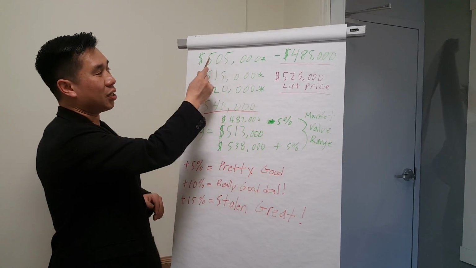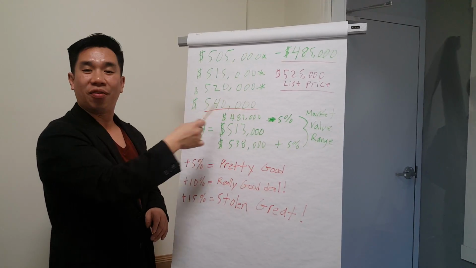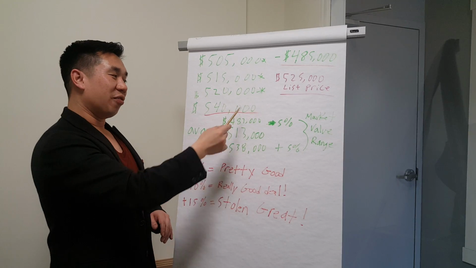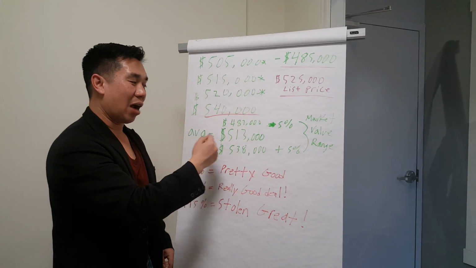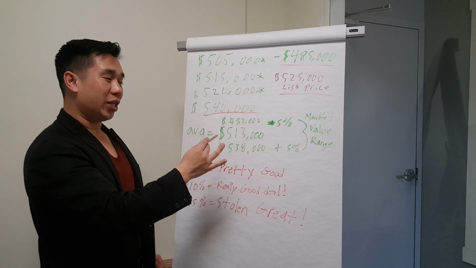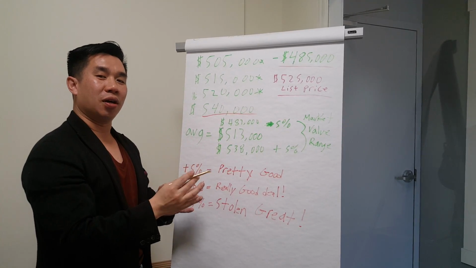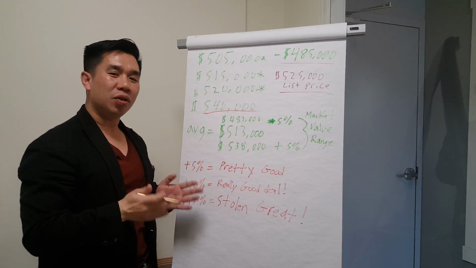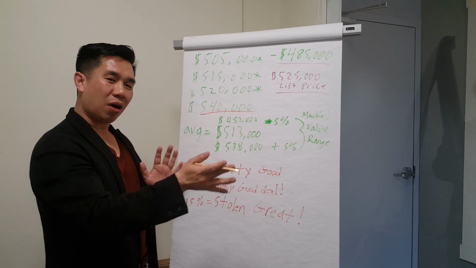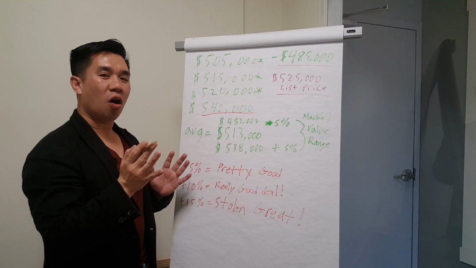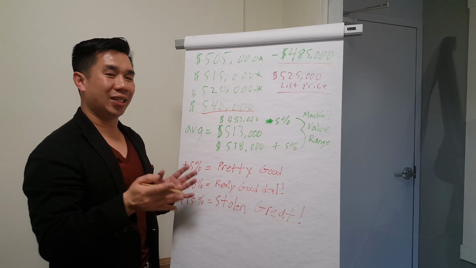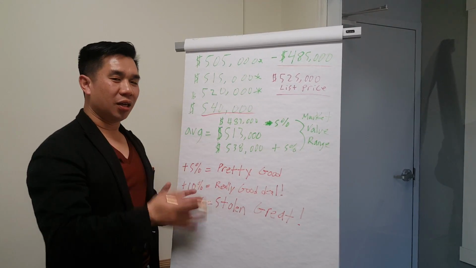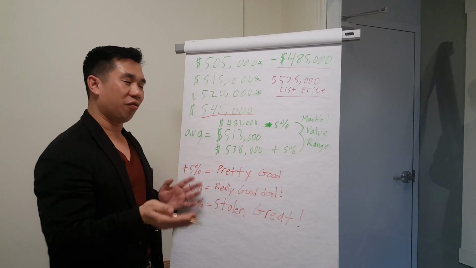So what I did do is I took these three, 505, 515, and 520, I added them up and divided by 3, and I established an average value, which is 513,000. So that's like the middle point of what I call market value range. And every realtor calculates it differently, but how I've established it is there's always a range of values because there's no exact number of who's right and who's wrong. It's a moving scale, different situations will affect the value.